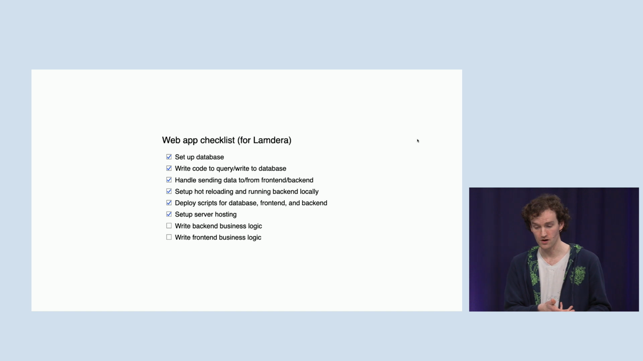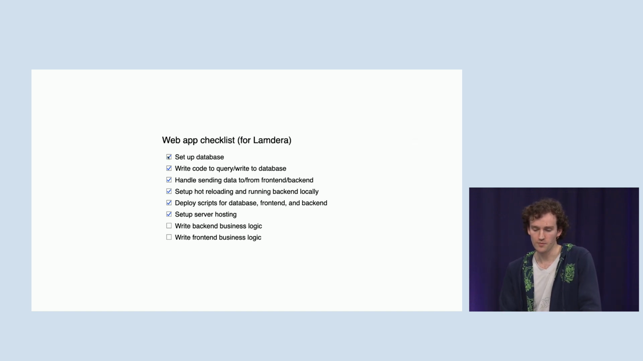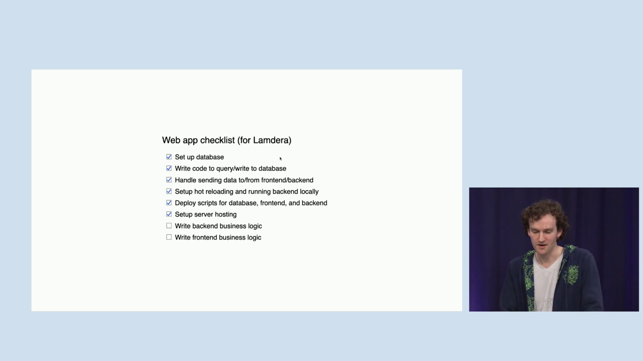If we go back to our web app checklist now, but for Lamdera, all these blue boxes, the boxes that have been checked off, these are things that Lamdera just does for you. So it's just an implementation detail. Set up the database? I don't know how it's done. Lamdera does it for me. The data persists when it's on the back end. How do I write code to query and read from the database? My code automatically has access to that state. It's a variable I can reference in my backend code.